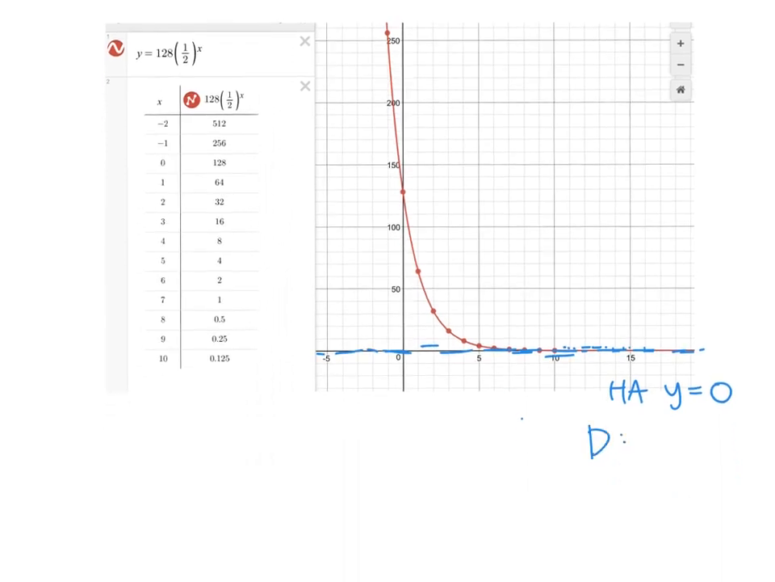Again, domain in this case would be all real numbers. You have all the x values that you can plug in and see in your graph. Range, again, all of your points live above your asymptote, so the range is y is greater than 0.